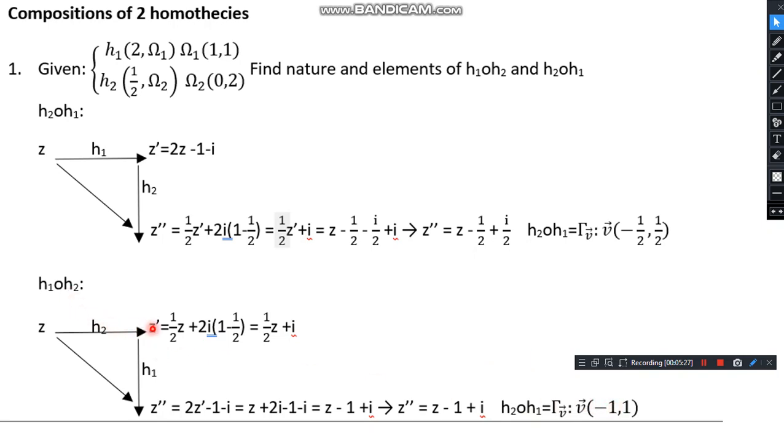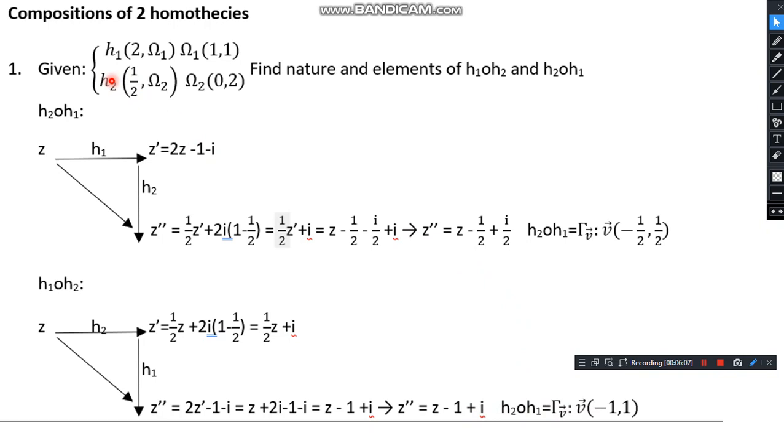So here H2: z prime equal half z plus 2i into 1 minus half. You have half z plus i. And if you do H1, which is 2z prime minus 1 minus i into 1 minus 2, you have minus 1 minus i. And if you multiply z prime by 2, you're going to get z plus i plus 2i, as you can see here, minus 1 minus i. You're going to have z minus 1 plus i. This is a translation of vector v minus 1, 1.